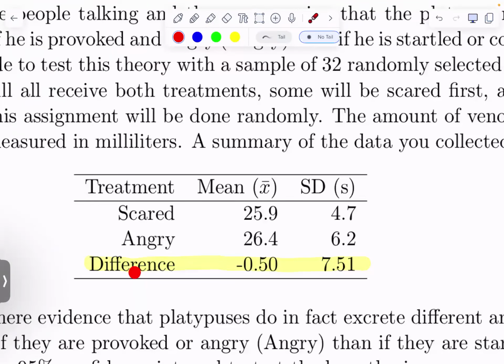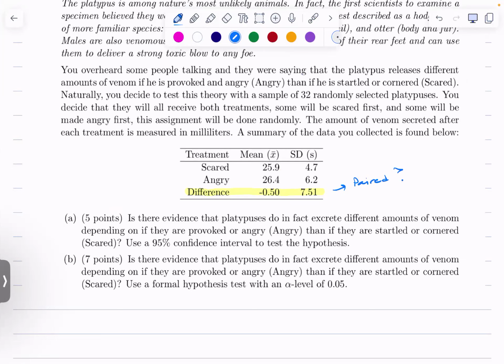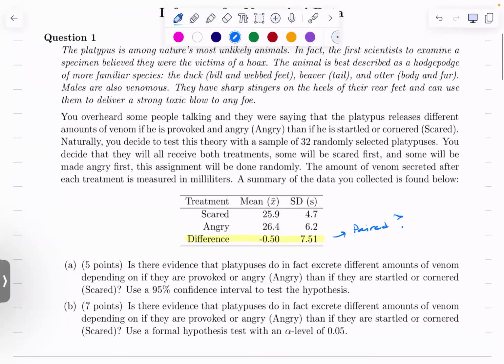And so here I'll just kind of make a little note to myself, right? Paired, maybe? We'll read the question and convince ourselves that it's paired data, right? But that's going to be a really nice clue. If you have a table like this, and I give you the differences and the mean and the standard deviation of the differences, then it'll be paired, okay? So let's read it and find out.